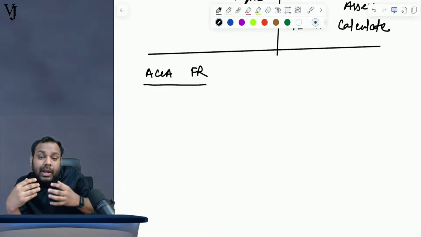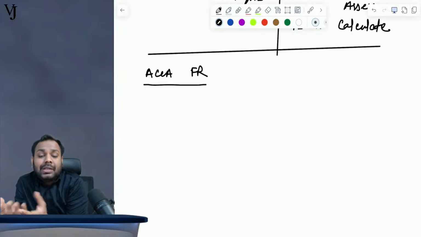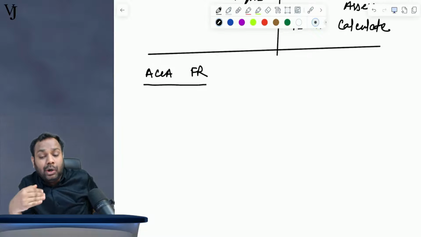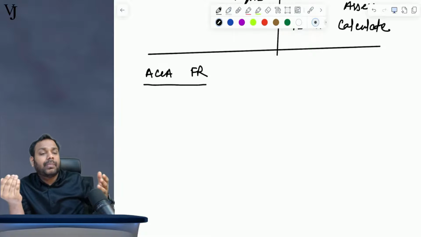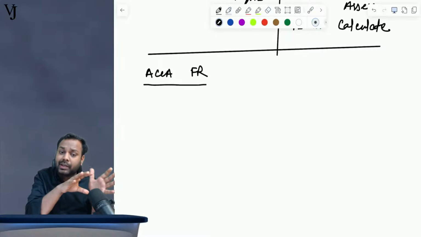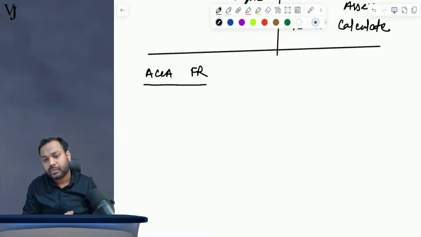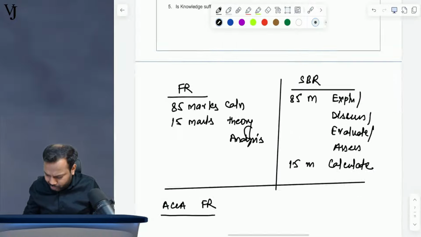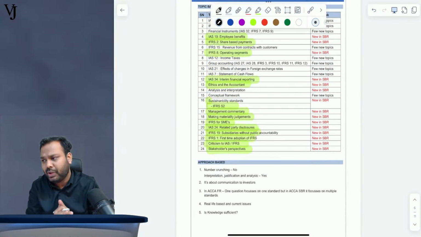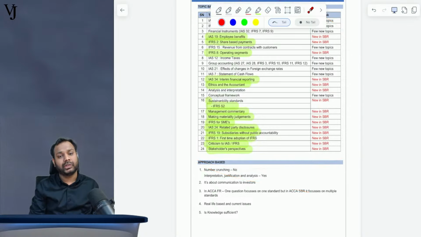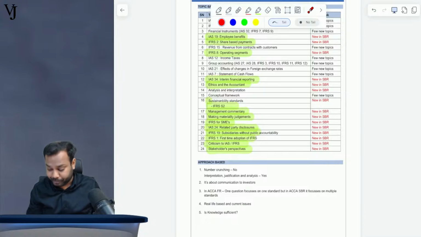So SBR is more about application of IAS or IFRS. It is more about application of the knowledge. FR was about getting the knowledge. SBR is about applying the knowledge. That's a major difference between FR and SBR. When we are starting to study, I believe we should know these things. It is then only we will be able to understand the paper in a better manner.